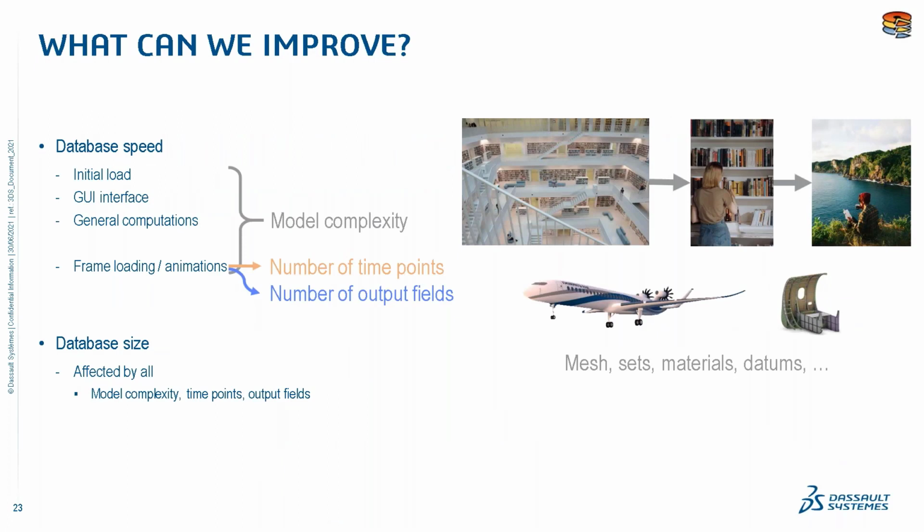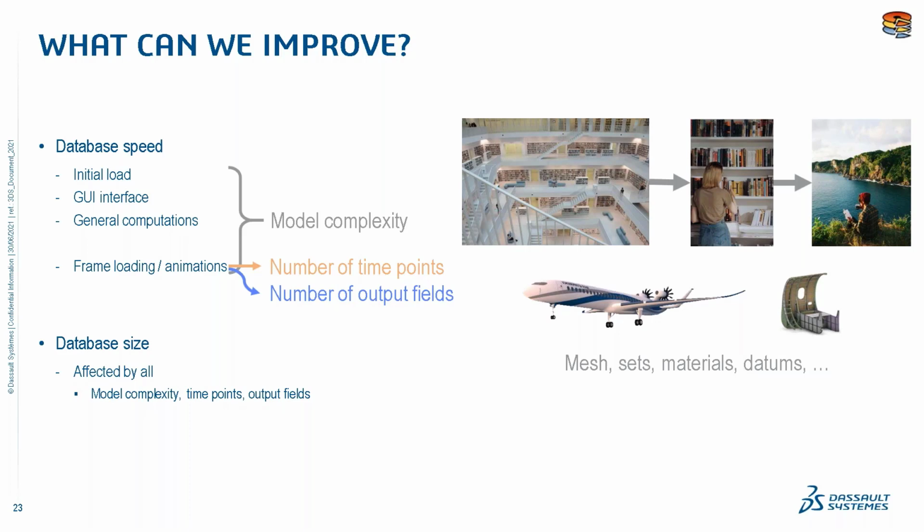So if we think about that, what can we improve here by reducing a database? We can improve database speed and database size. If we take a look at the database speed, we can categorize that in a few different ways. One, the initial load. So whenever I click the open button, how long does it take to load that database? We can look at how long it takes the user interface to respond to all of our clicking and everything.